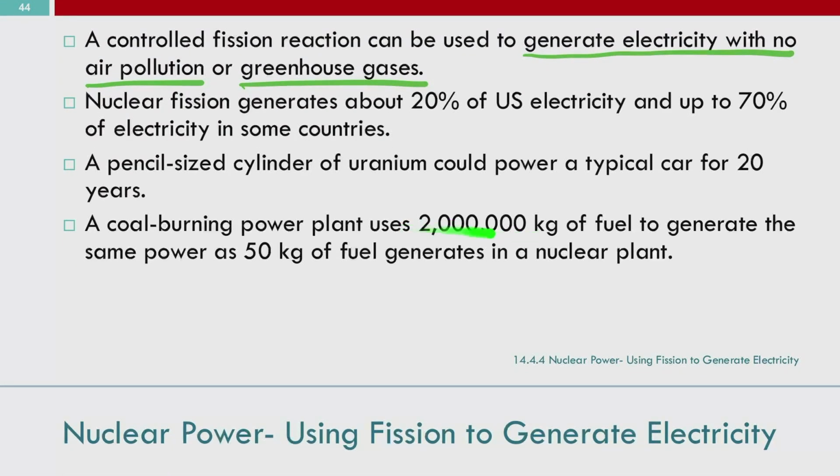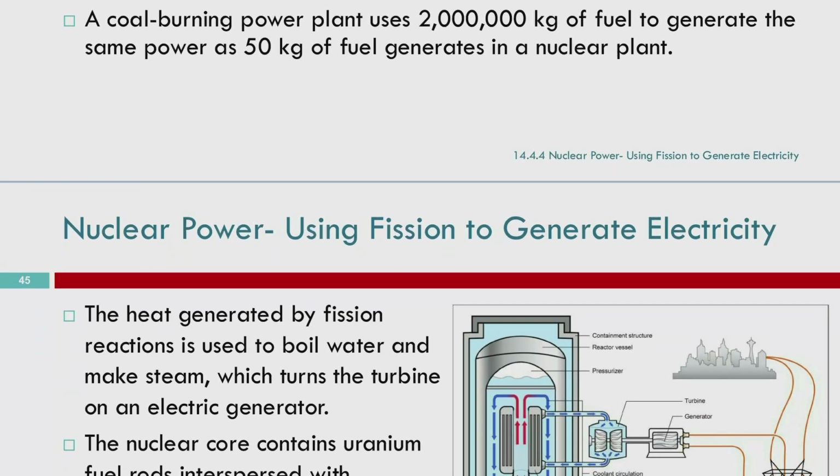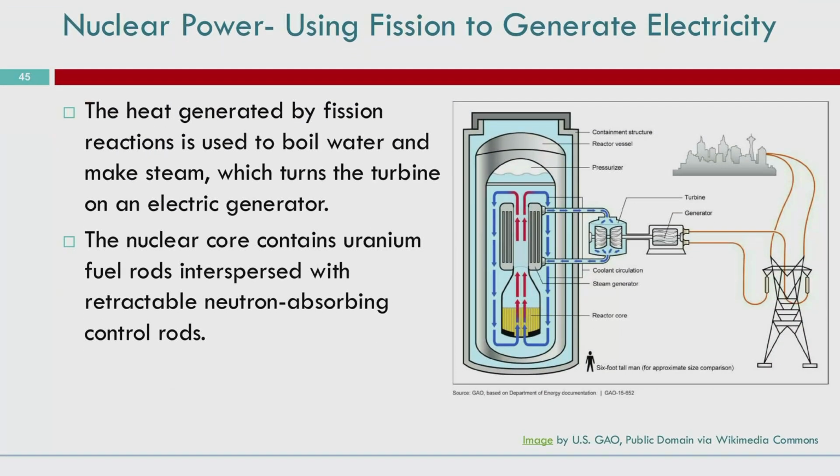And a coal burning plant that uses 2 million kilograms of fuel generates the same amount as 50 kilograms of fuel in a nuclear plant. So the energy density is vastly different for the two. There are, of course, some downsides to nuclear, but it is much cleaner on the whole.